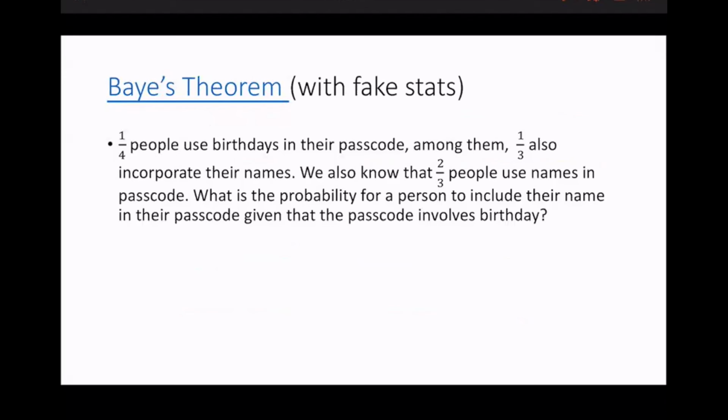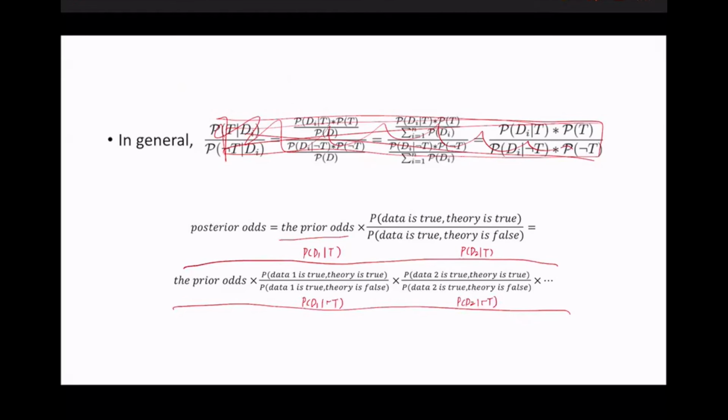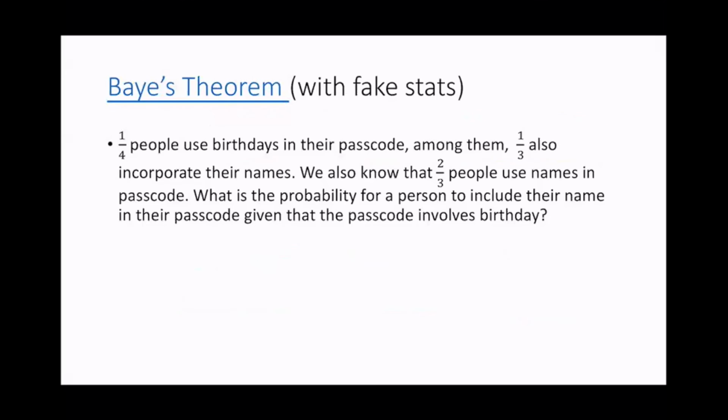And now let us look at one example with fake stats. The stats are what I made up. So this is a case of the first visualization that we see. We have event A and event B. For event A, let us assume that it is a possibility for people to include names in their passcode. And for the other circle, let us say that it is a possibility for people to use birthdays in their passcode.